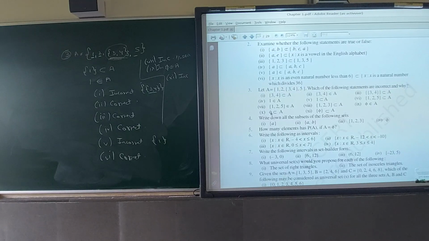So up to the third question we completed. Whenever this exercise will be complete, I will take a live class. So I will discuss the doubts up to exercise 1.3. Now a few questions are left that we will discuss in the next class, and the exercise will be complete. Thank you all of you.